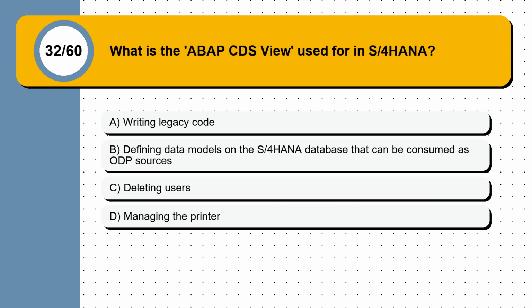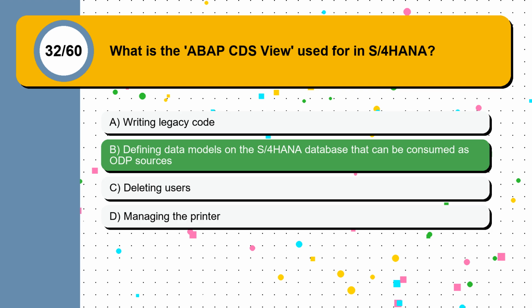Question 32. What is the ABAP CDS view used for in S/4HANA? Option A, writing legacy code. Option B, defining data models on the S/4HANA database that can be consumed as ODP sources. Option C, deleting users. Option D, managing the printer.